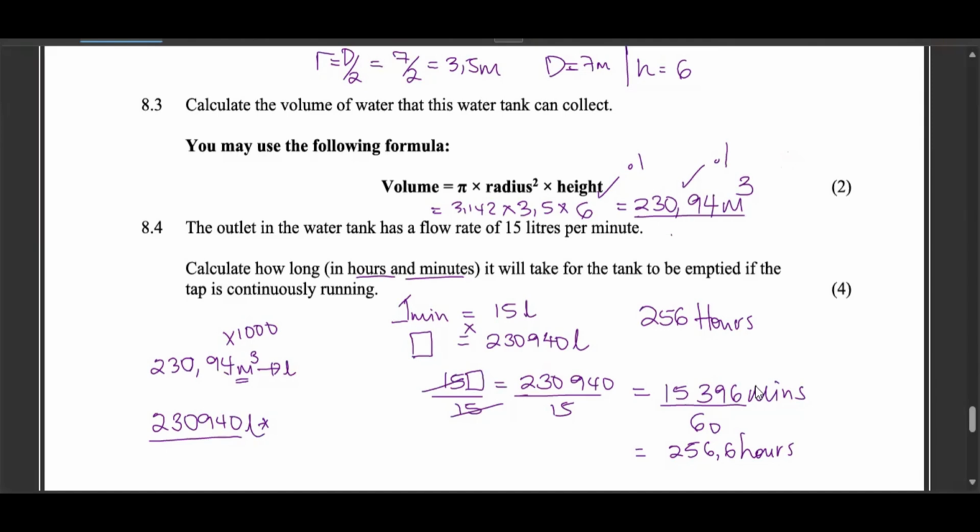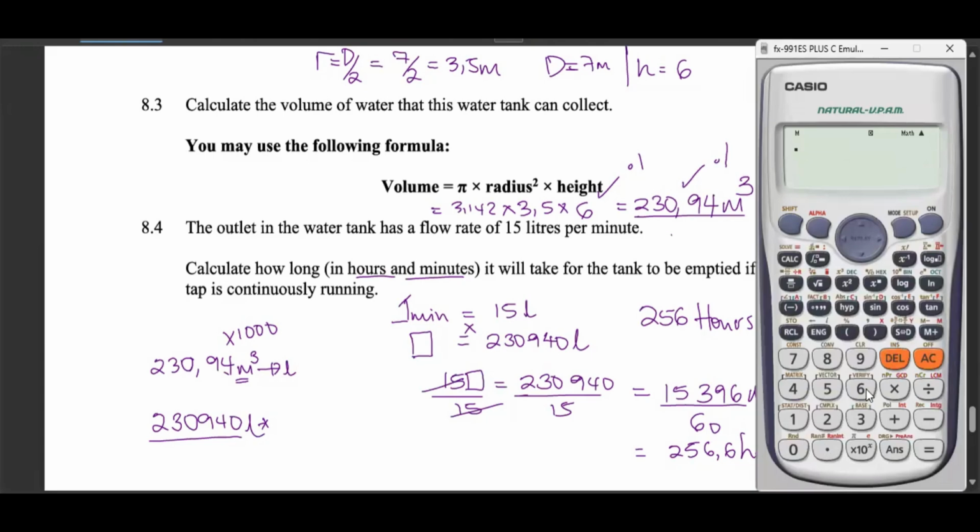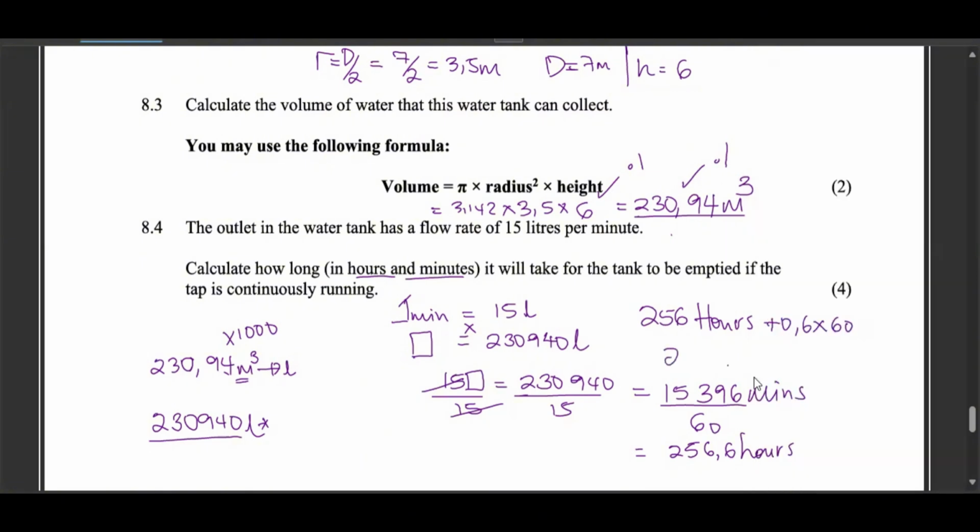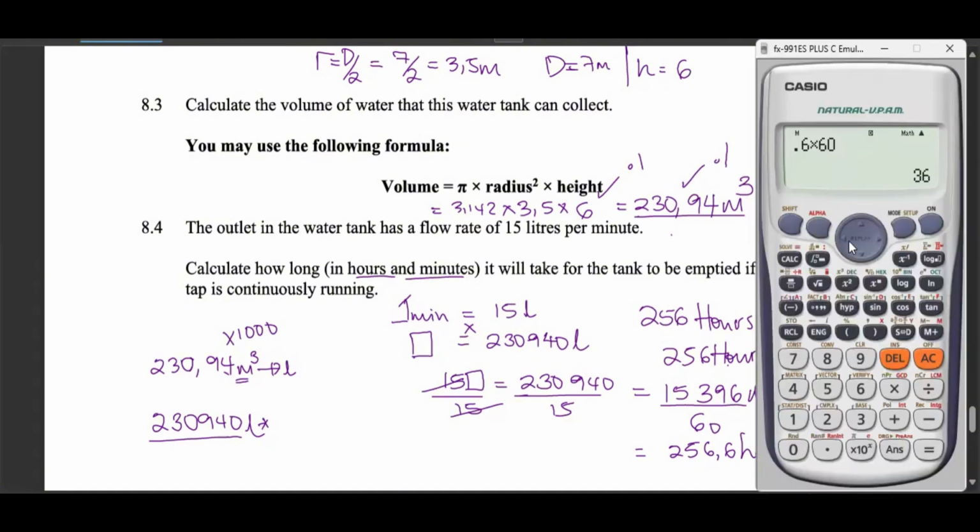The minutes. So now if you remove 256, you remain with 0.6. So the 0.6, these would have been hours, but they are not enough. We multiply them by 60. And I believe you get 36. Yeah, 36. So it's 256 hours, 36 what? Minutes.